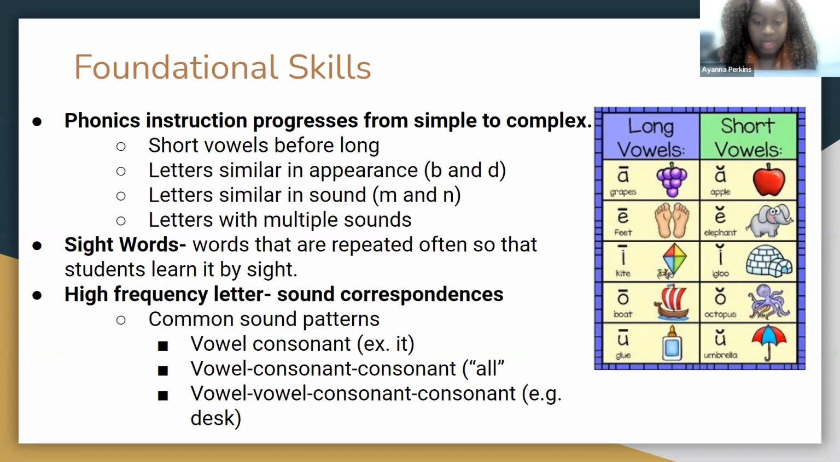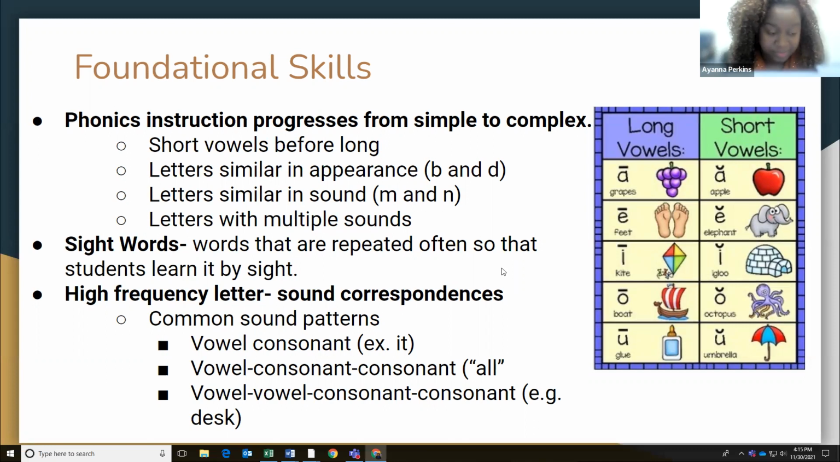So now let's talk a little bit about phonics instruction. So this will be a progression from simple to complex. So when we talk about the vowel sounds, you would usually teach short vowels before long. You would teach letters that are similar in appearance, like B and D. And then you'll go to more complex, like letters that are similar in sound, M and N. And then letters that have multiple sounds. They're a little bit more complicated.